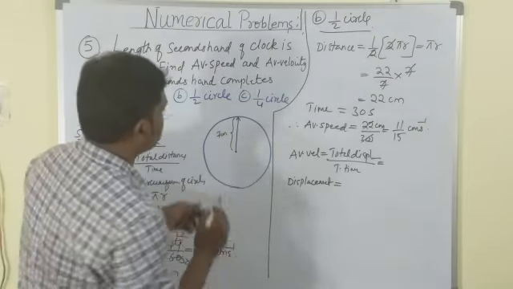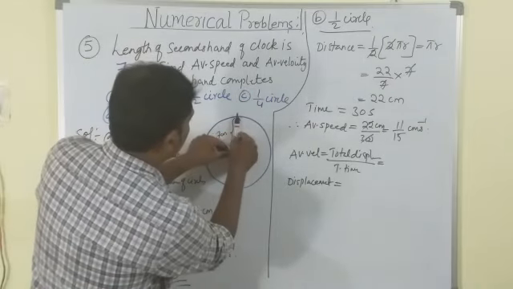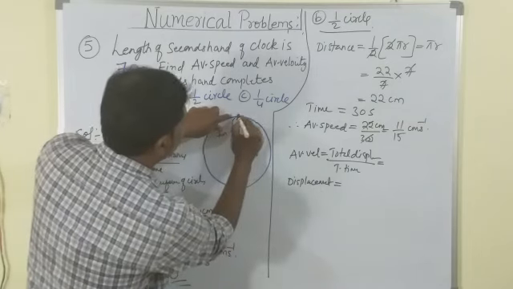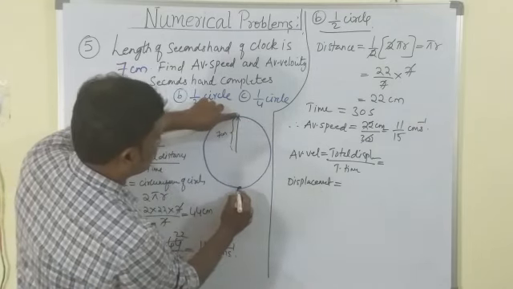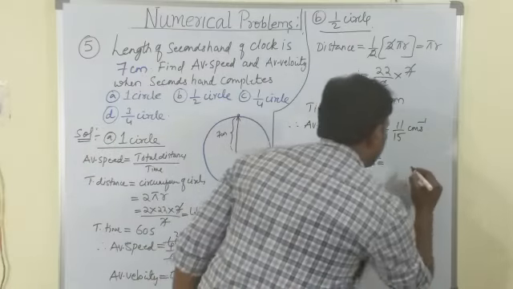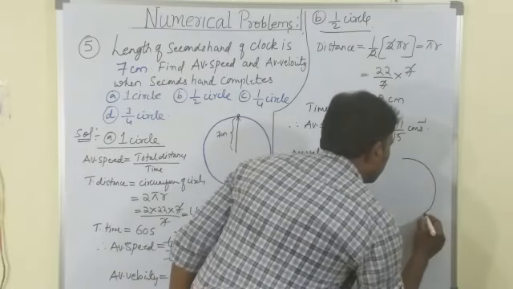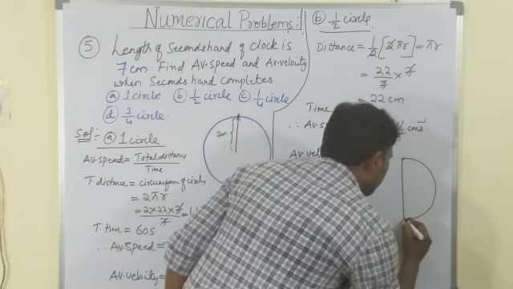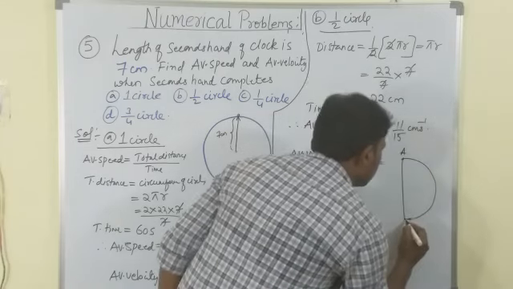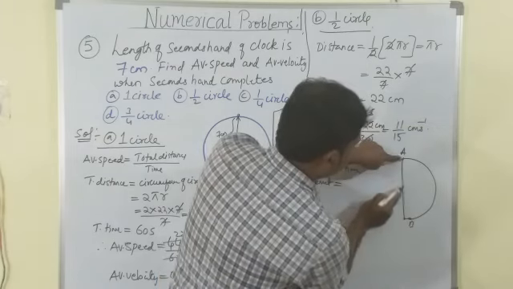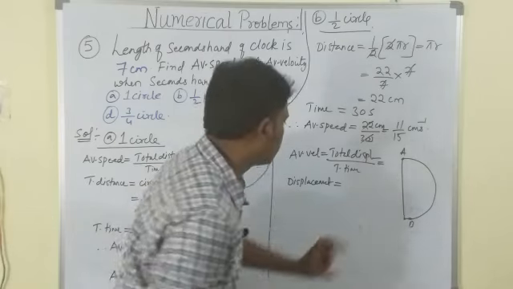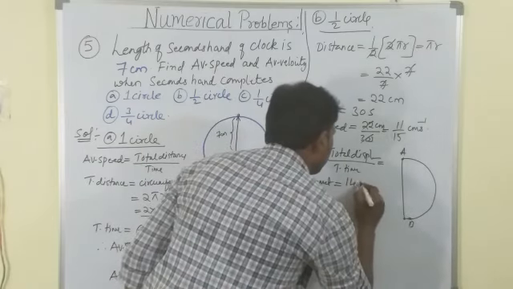The displacement is, that is, the body started from here and it reached here. So this is the initial position and this is the final position. Okay, so let me show here. This is the initial and this is the final. So what is the displacement? 2 times the radius, that is 14 centimeters.